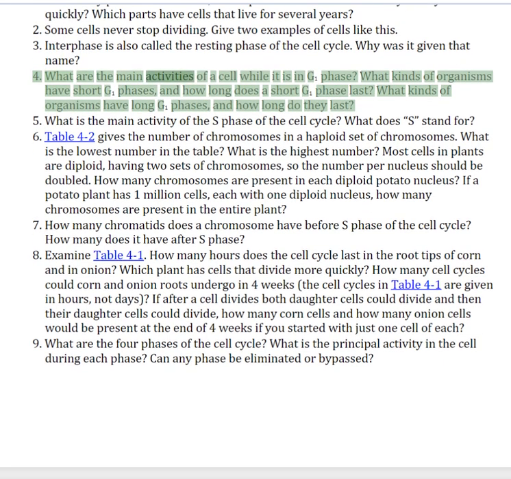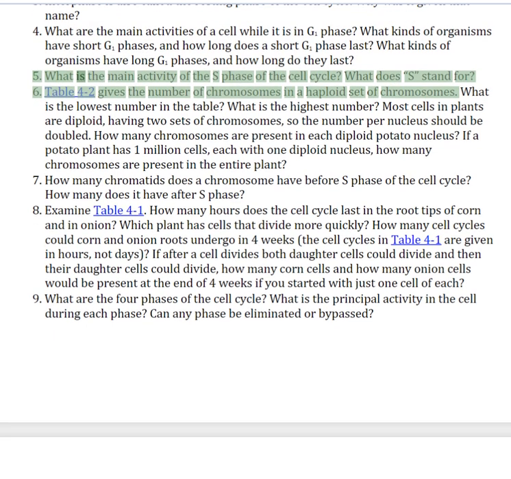4. What are the main activities of a cell while it is in G phase? What kinds of organisms have short G phases, and how long does a short G phase last? What kinds of organisms have long G phases, and how long do they last? 5. What is the main activity of the S phase of the cell cycle? What does S stand for?